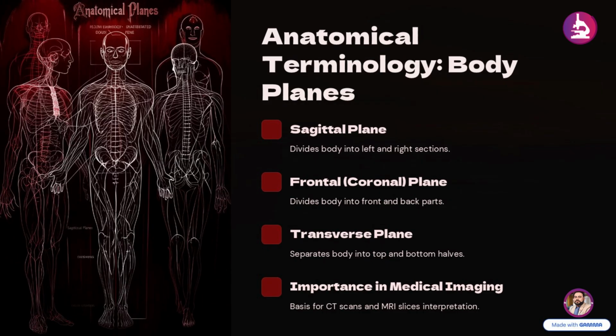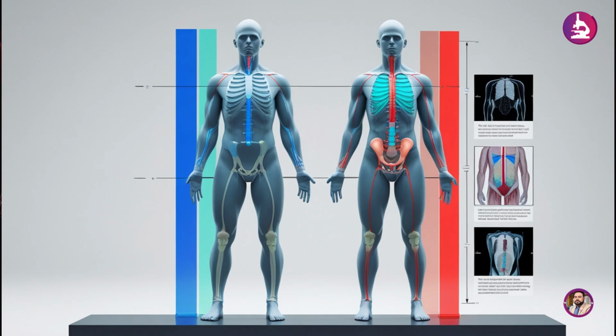Anatomical body planes, essential frameworks for medical study and practice. The human body is systematically divided by 3 primary anatomical planes that serve as critical reference points for medical imaging, surgical procedures, and anatomical study.